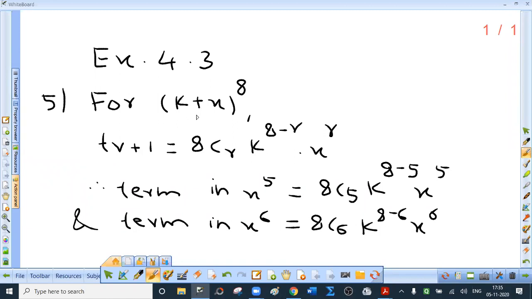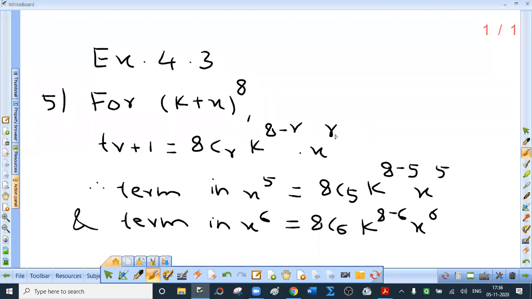So we begin with the general term in the expansion. What is that? T(r+1) = 8Cr k^(8-r) x^r. Now finding the term in x^5 and then x^6 is easy. For the term in x^5, r must be 5. So what will be that term? 8C5 k^(8-5) x^5.